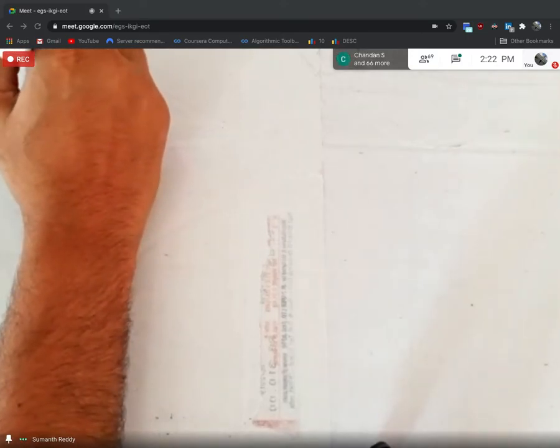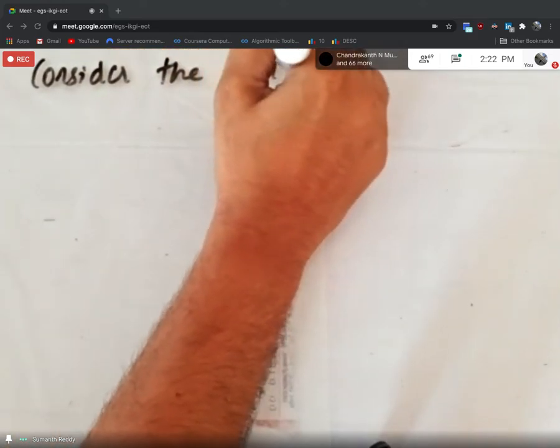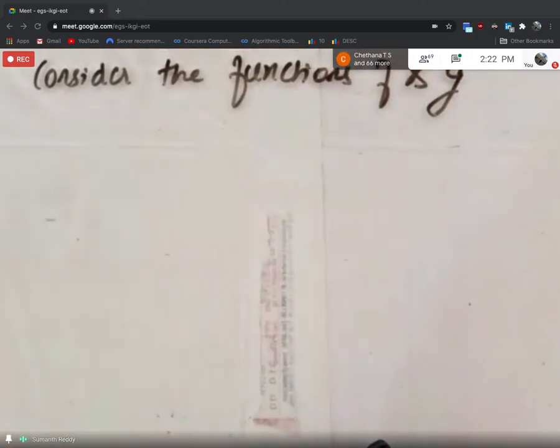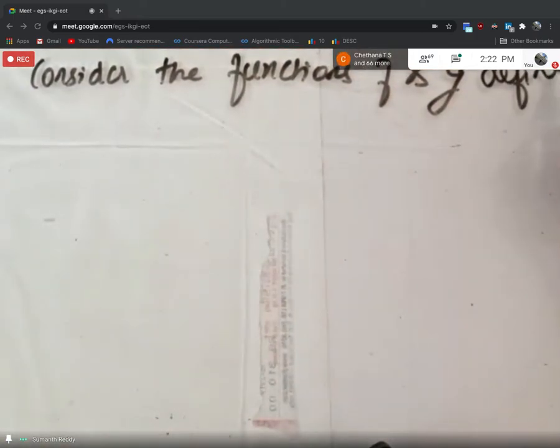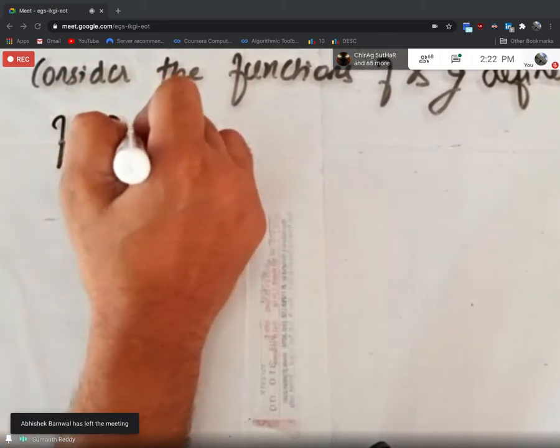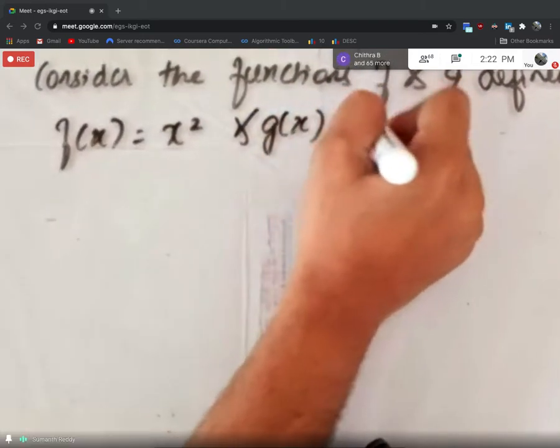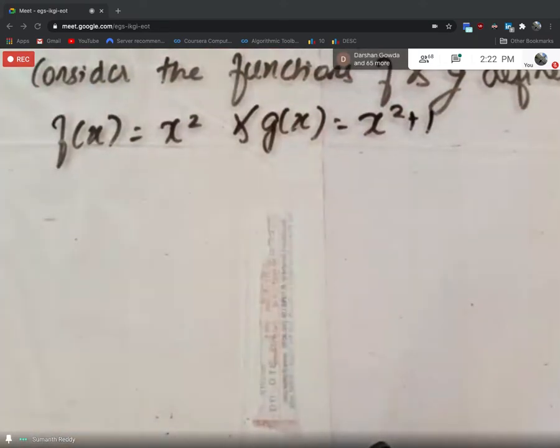Okay, so the next question. This is also one of the exam problems. Consider the functions f and g defined by f of x is equal to x cube and g of x is equal to x square plus 1, for all values of x belonging to R.